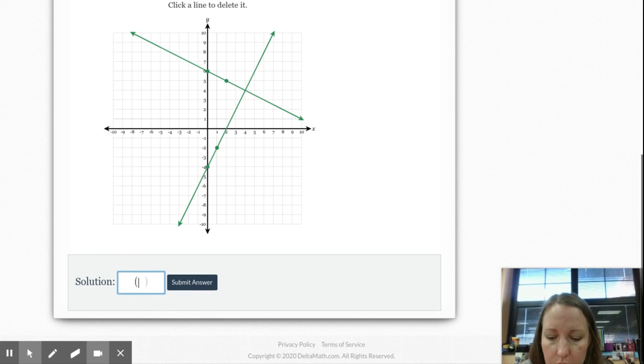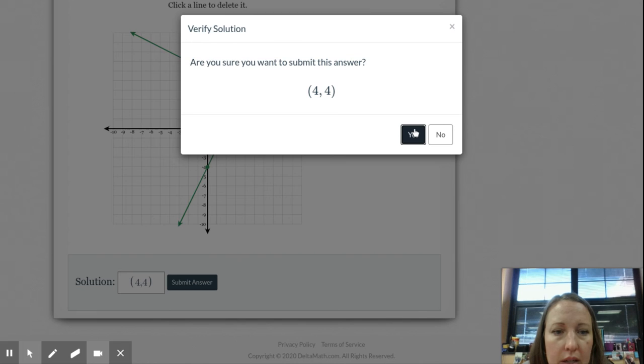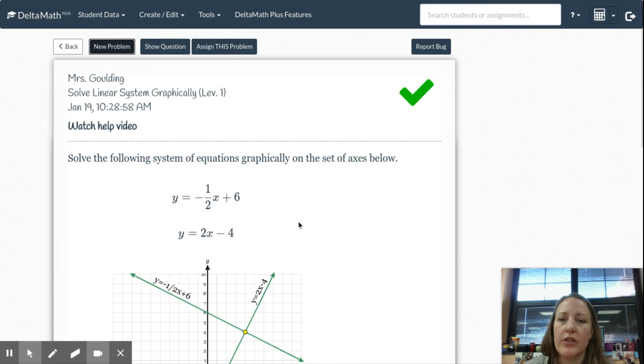So I'm going to make it an ordered pair. The solution to a set of system of equations is an ordered pair, not just y equals 4 or x equals 4. You have to have both. Okay, submit answer. Did I get that right? 4, 4, yeah. Yes. Okay, so you get the concept here.